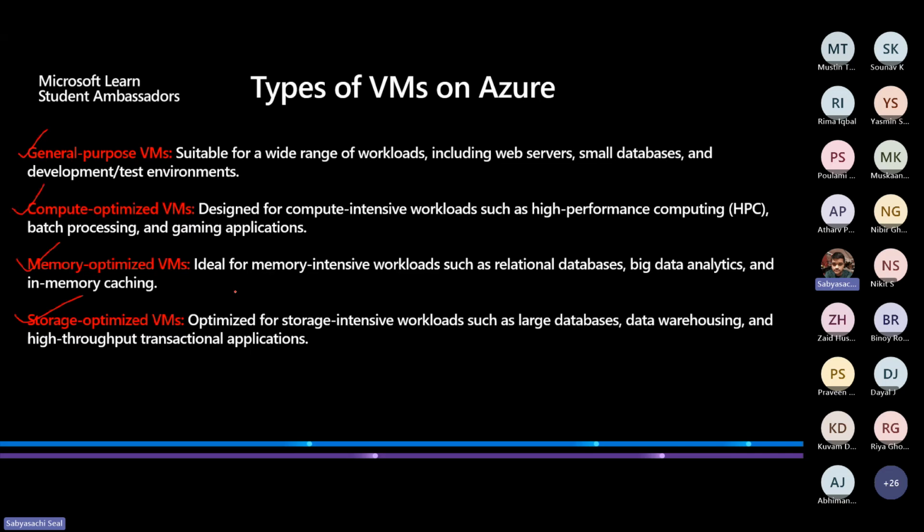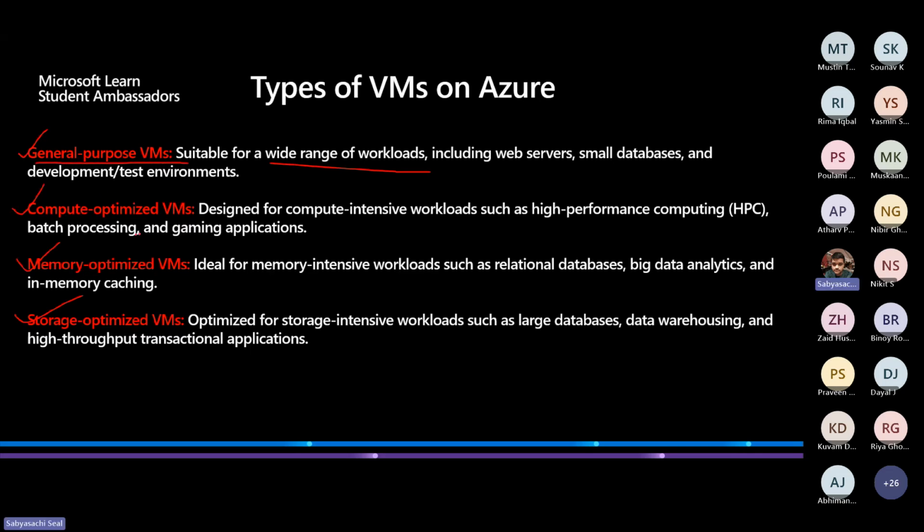General purpose are more for a wide range of workloads, as it says here. So this basically includes your small web servers, databases, development test environments. This is mostly used for small apps, and otherwise, if you don't know what pricing models or what prices you're going to incur, then general purpose is the best way to go. Otherwise, if you're just trying to test out Azure and do certain stuff, then I would say general purpose is the way to go ahead.